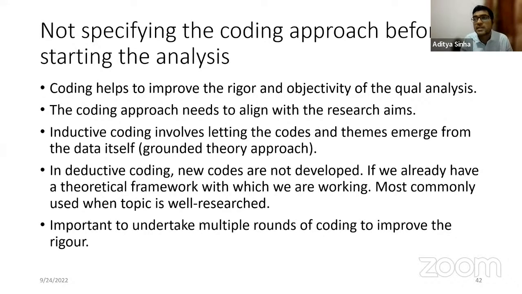The third mistake is not specifying the coding approach before starting the analysis. As I have told earlier, you have to tell the audience what you are going to do, whether you are making use of NVivo coding, process coding, IPA, or thematic analysis. You have to be very clear regarding the approach that you are going to follow. Otherwise, you will be lost in the process.